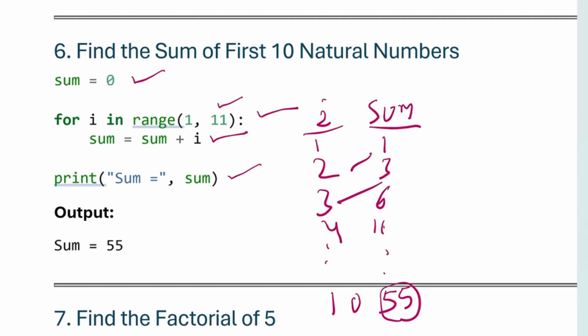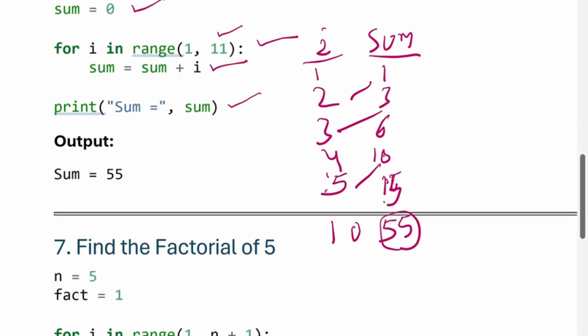This is your 4, 6 plus 4 is 10. Then this is your 5, 10 plus 5 is 15. It will go up to 10, and it will be 55.